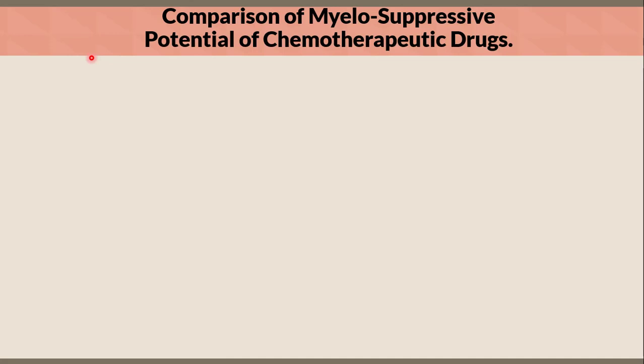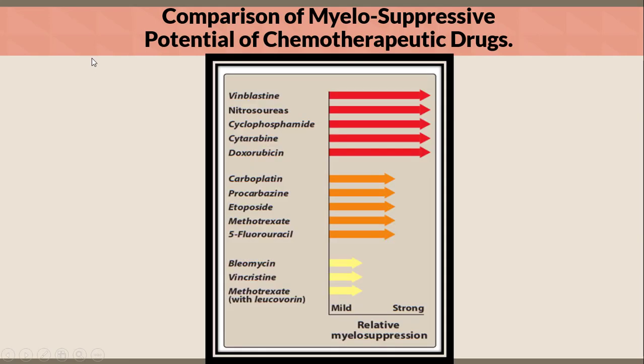Comparison of myelosuppressive potential of chemotherapeutic drugs. The first category has strong myelosuppressive potential, and its members are vinblastine, nitrosourea, cyclophosphamide, cytarabine, doxorubicin. The second category, with intermediate myelosuppressive potential, has members carboplatin, procarbazine, etoposide, methotrexate, 5-fluorouracil. And the mild myelosuppressive potential category has members bleomycin, vincristine, methotrexate with leucovorin.